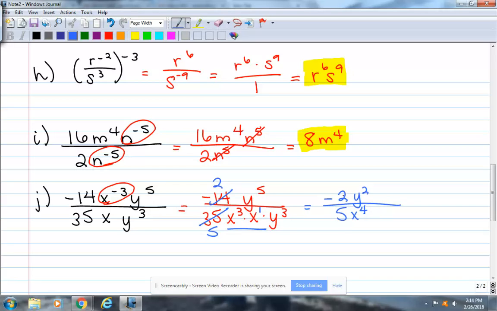But then for your answer, make sure that your numbers won't reduce as a fraction anymore and that your variables are all different bases. If that's the case, then that's your final answer. So you have your final answer when your numbers are simplified as fractions and your variables are all different. That's how you know you're done. So any questions on that one?